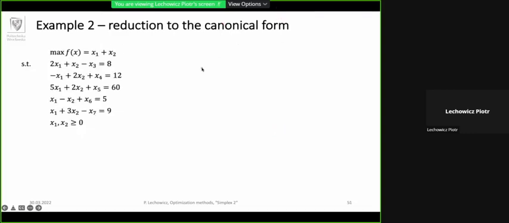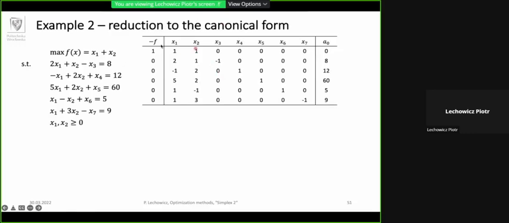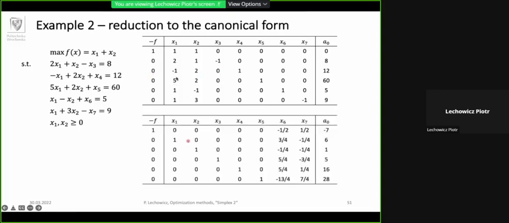Next, we write these variables in the table form, and we are using the Gaussian elimination to find the first feasible point. So we are making a pivot on the selected columns. So for example, we can select those variables as base variables.